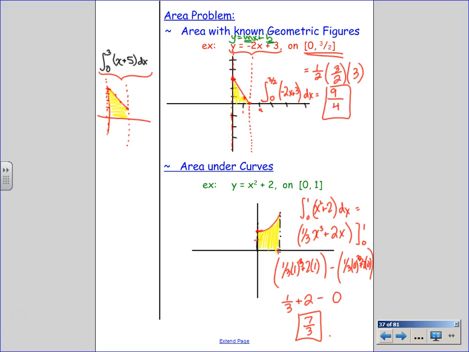Real quick, groups, turn together. Everybody looking at the calculator. See if you can collaborate. How to get 7/3 and double check my work.